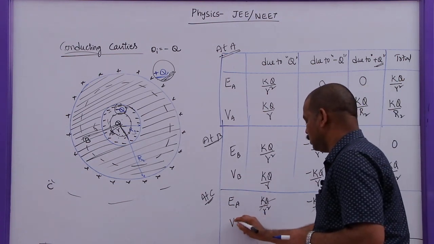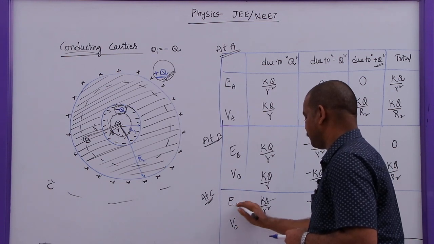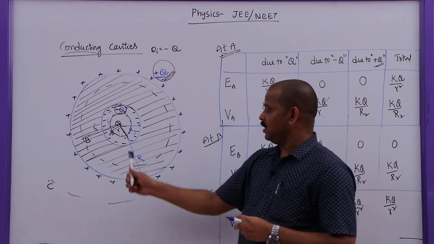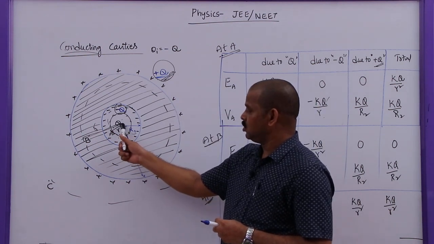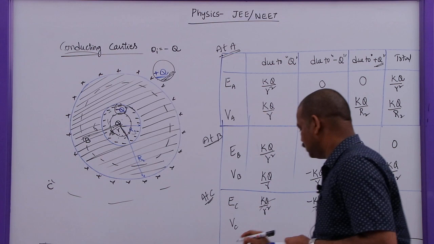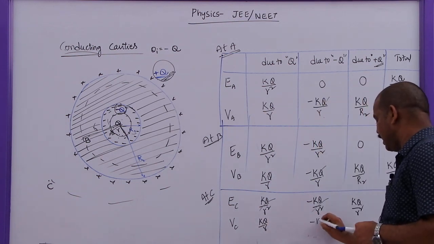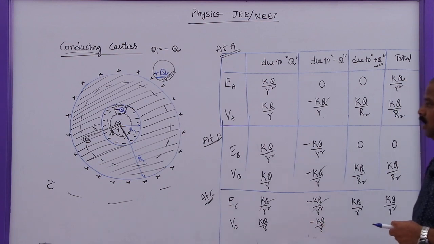So what is the potential at point C? Now the potential at point C is given by: the charge is Q and the distance is R, so we can write KQ by R for the positive charge, minus KQ by R for the negative charge, and KQ by R for the charge induced on the outer surface. Here also these two get cancelled, and this will be KQ by R.